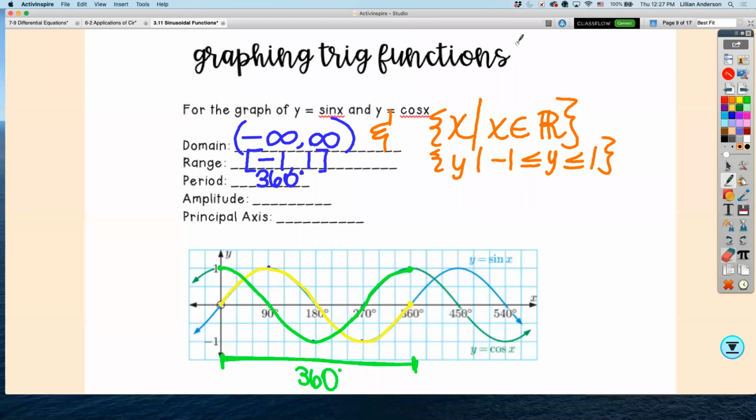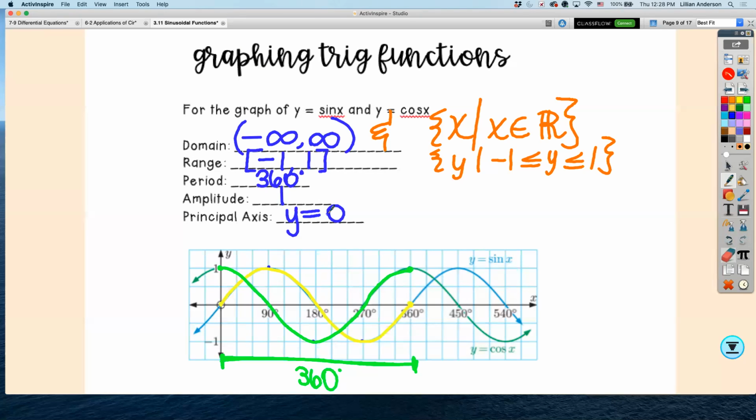What is the amplitude for both of the graphs? 1. We talked about that on the previous page. And what is the principal axis? 0. It is an axis, kind of like the axis of symmetry, so it doesn't need an equation. It's y equals 0. I should have done that from the very beginning, but I'm going to correct myself now. Principal axes are equations, so we need to write them as such. Y equals. How did you know the axis was 0?